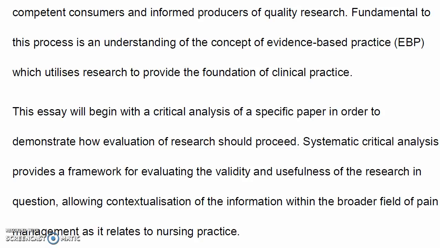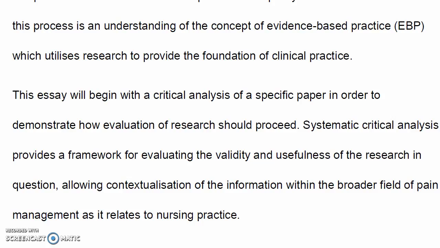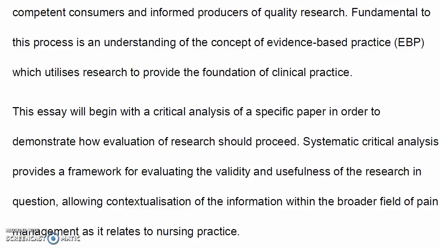So then the student goes on to say, this essay will begin with a critical analysis of a specific paper in order to demonstrate how evaluation of research should proceed. Systematic critical analysis provides a framework for evaluating the validity and usefulness of the research in question and allowing contextualization of the information within the broader field of pain management as it relates to nursing practice. So you see, what he's done here is he's actually related it back to the nursing practice. So that's his introduction. Those two paragraphs are his introduction.